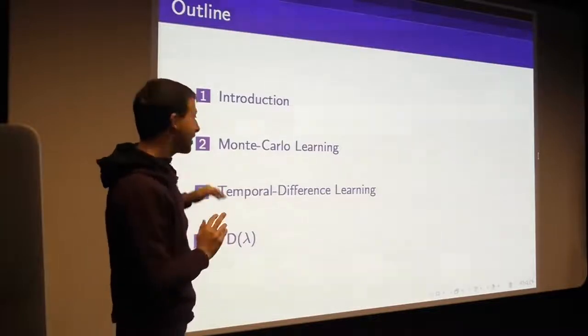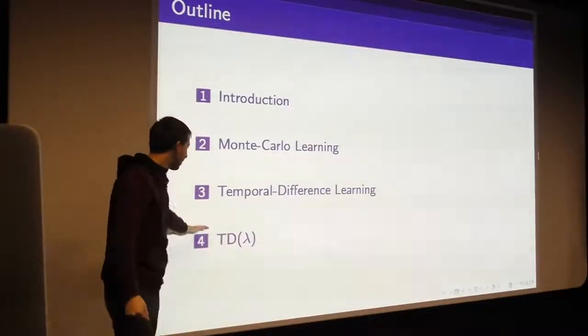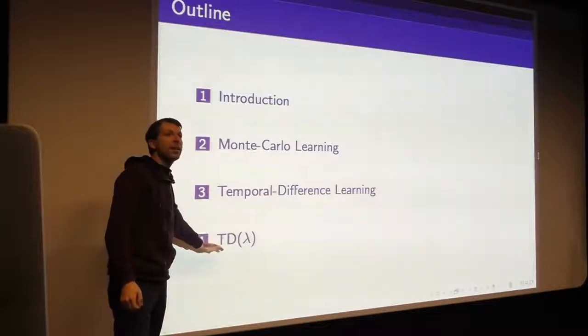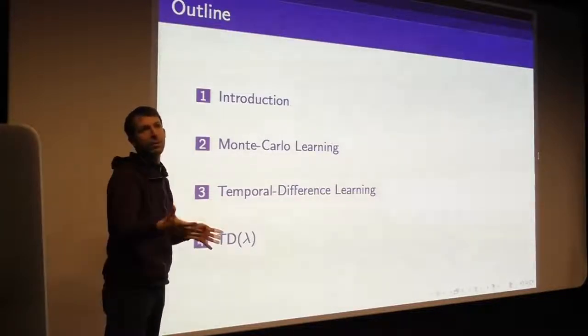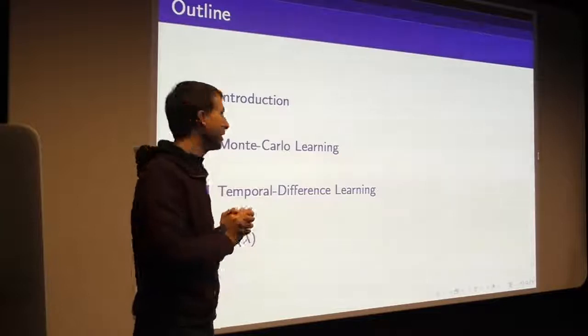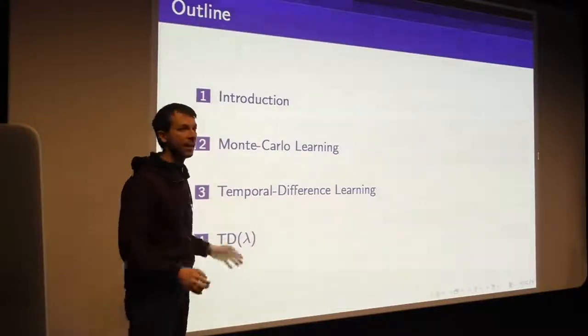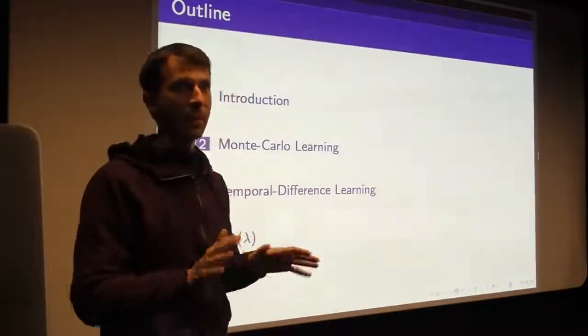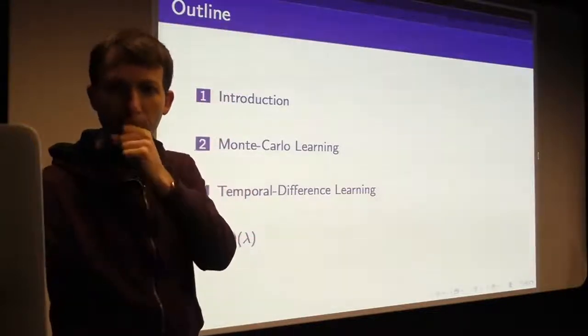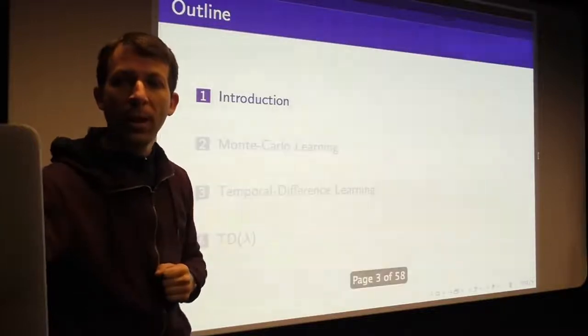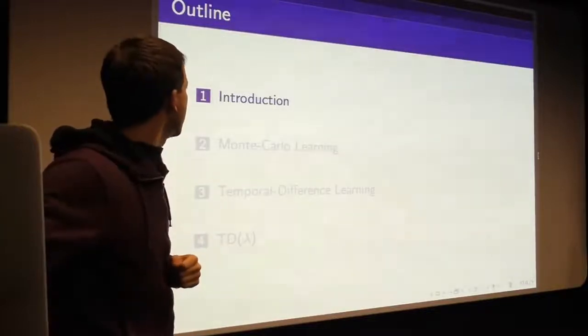I anticipate that we will probably get to here, but there are some details which are deferred to an appendix, which basically give the formal proofs of the equivalence between Monte Carlo learning and TD learning. So that might be left until after this lecture. You can look at it in your own time. Okay, so let's start with the introduction.